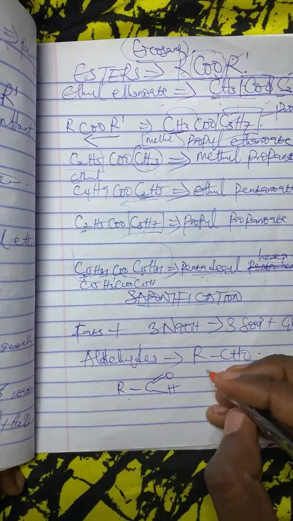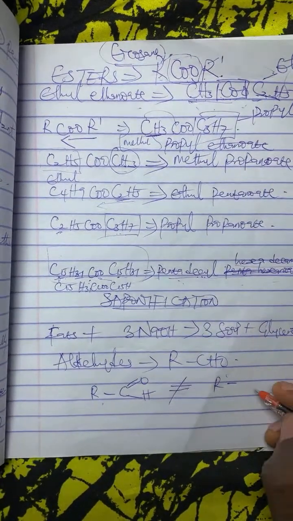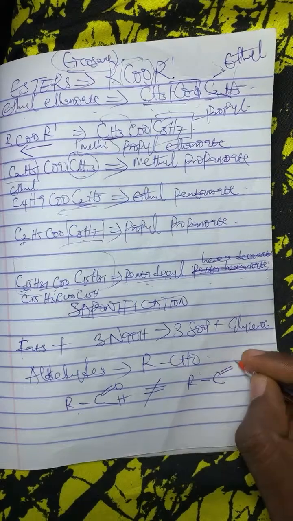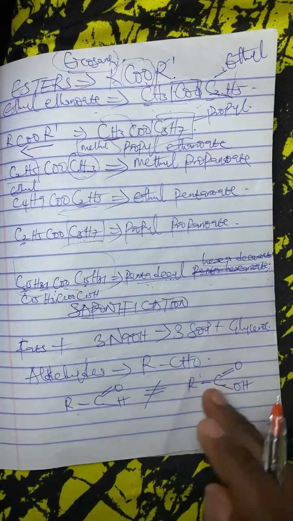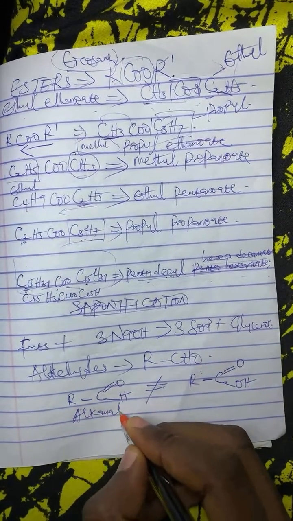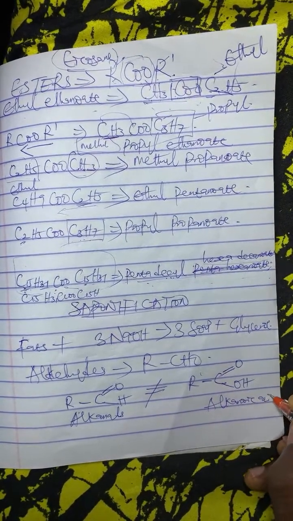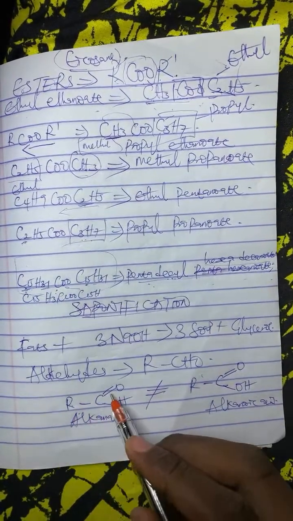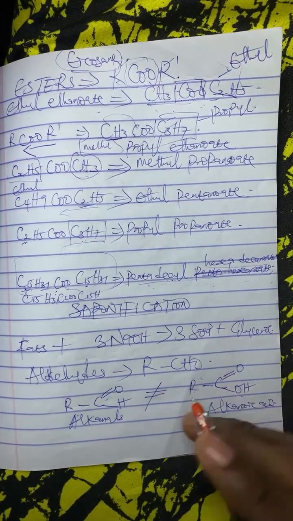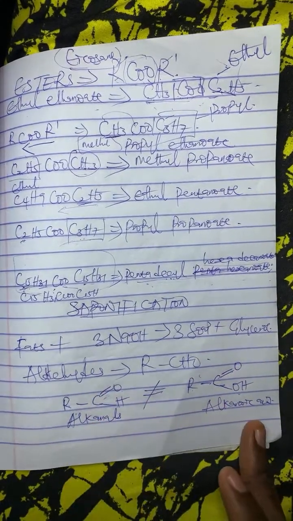Remember, this particular one is not the same thing as R, single bond C, double bond O, OH. Look up, don't be distracted. Remember, these two things are not the same. This is alkanals or aldehyde, where this one is alkanoic acids. This one is RC, double bond O, and then H. This one is RC, double bond O, single bond OH. They are two different things. This is alkanal. This one is alkanoic acid.